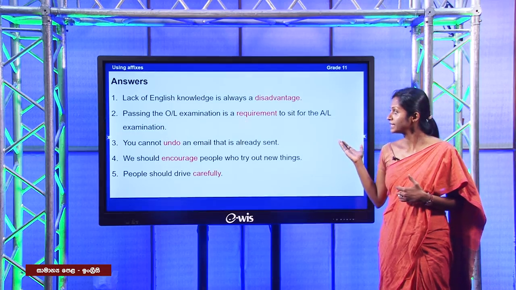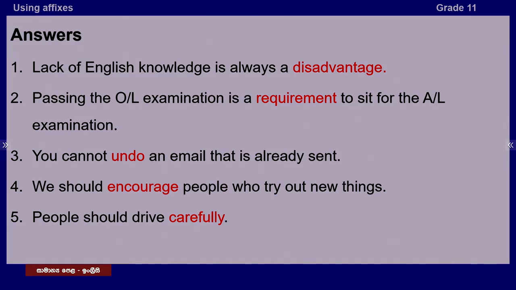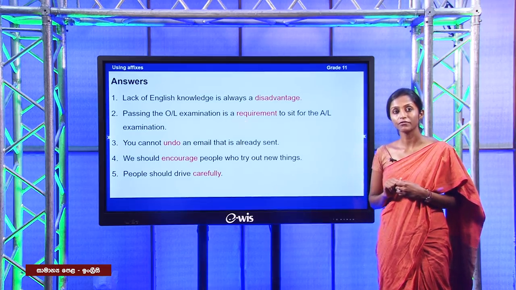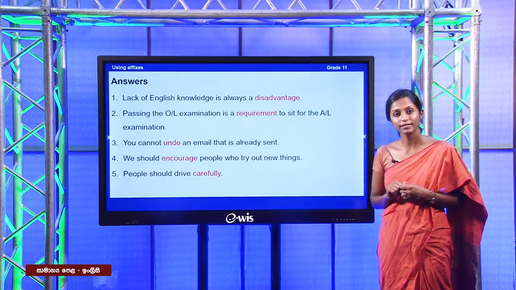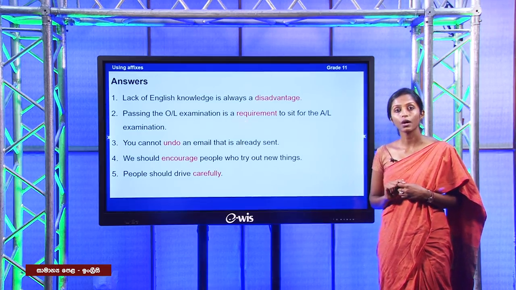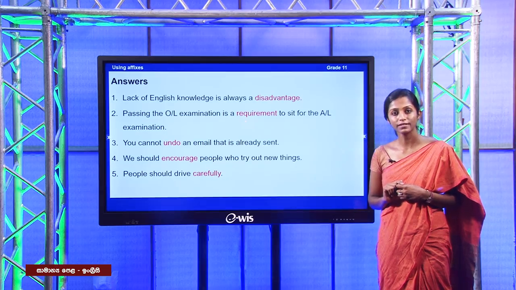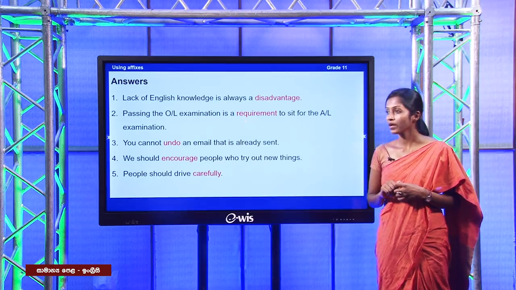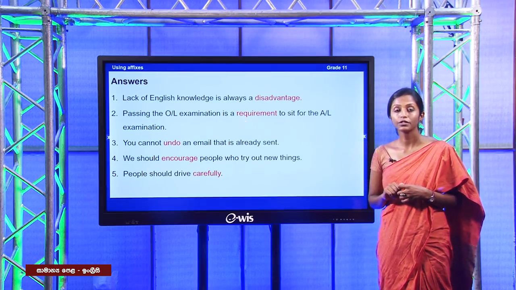So let's look at the words which include affixes. Disadvantage, requirement, undo, encourage and carefully. When it comes to disadvantage, we have added dis, which is a prefix. And when it comes to requirement, we have added ment, which is a suffix. And in the third one, we added un to the root word do.